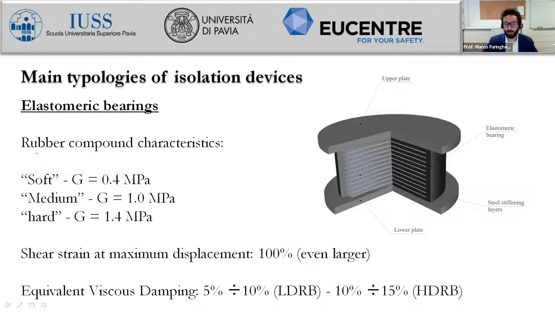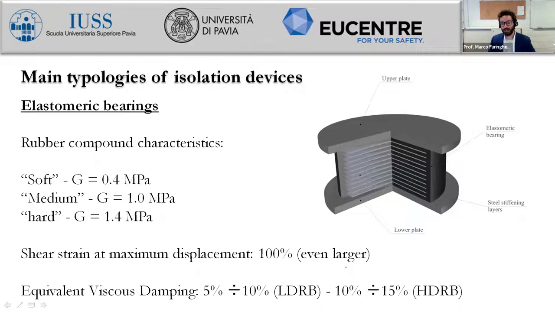We have characteristics for the rubber compound, which could be soft, medium, hard. The most important parameter for the rubber compound is the shear modulus, which goes from 0.4 megapascals up to 1.4. You see that it is a very low value. The most common values are related to 0.8 to 1 megapascal. And generally, the shear strain at maximum displacement is considered as 100% or even larger. But 100% is the most common, actually.